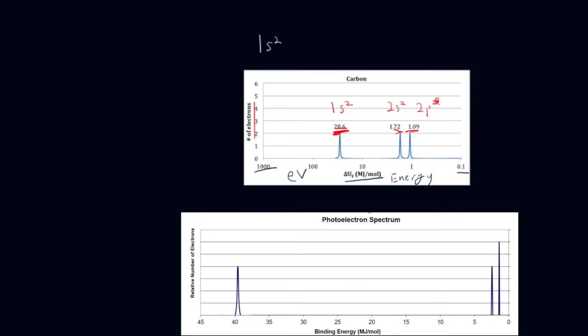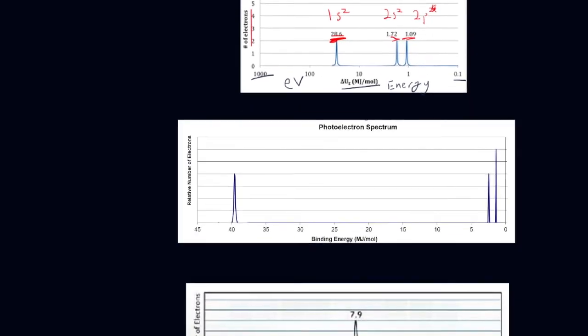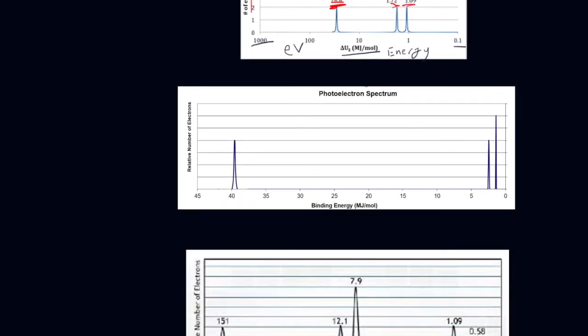So let's look at the next one. The next one is an unknown element. And so this unknown element, what is this going to be? Well, I'm going to start over on my left side, see that that's going to be my highest energy level. It's going to be 40 megajoules per mole. That's going to be my 1s2. Following that, my next spike is just going to be the next in a row, 2s2.